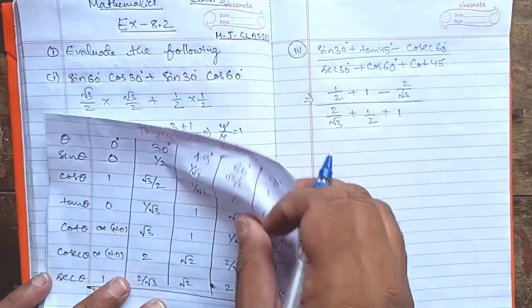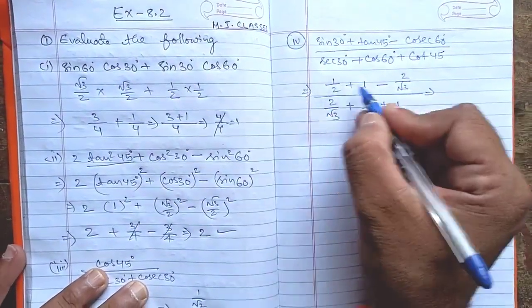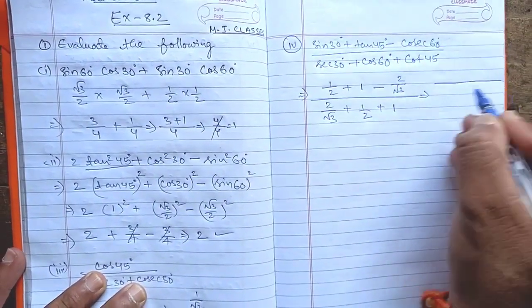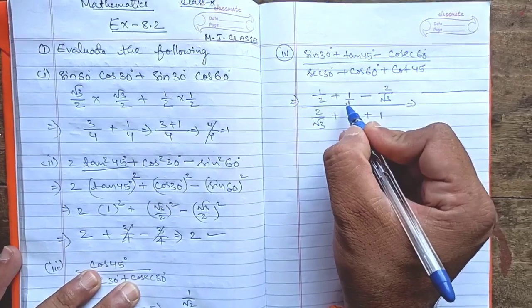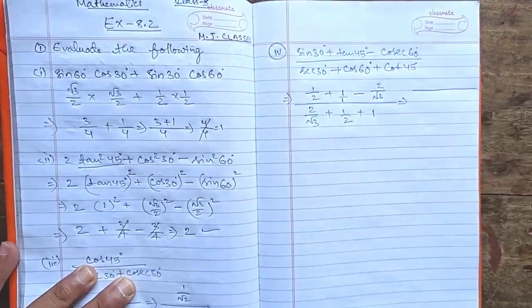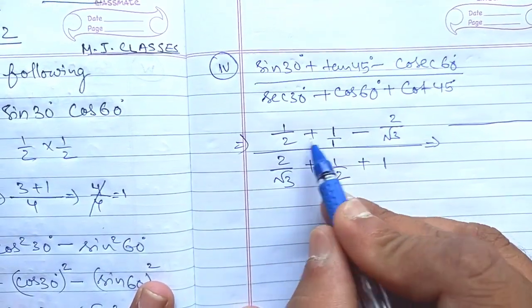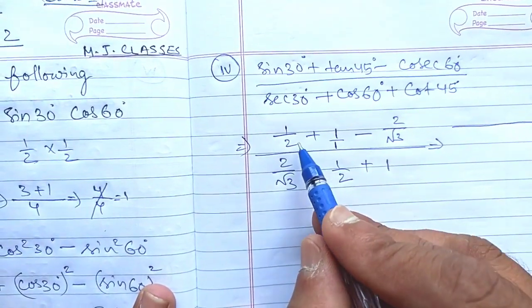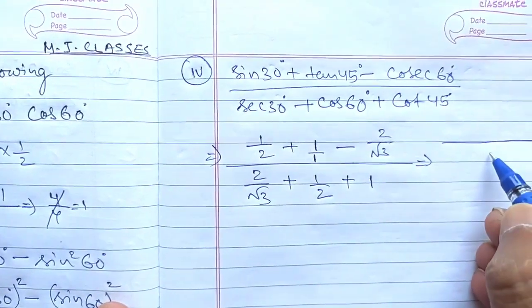Now we have to arrange all the terms properly. First of all, take the LCM. There is no denominator here, so I am writing 1. Now the denominators are 2, 1 and root 3. Leave 1, forget about 1. 2 and root 3 are different, so both will be the LCM.